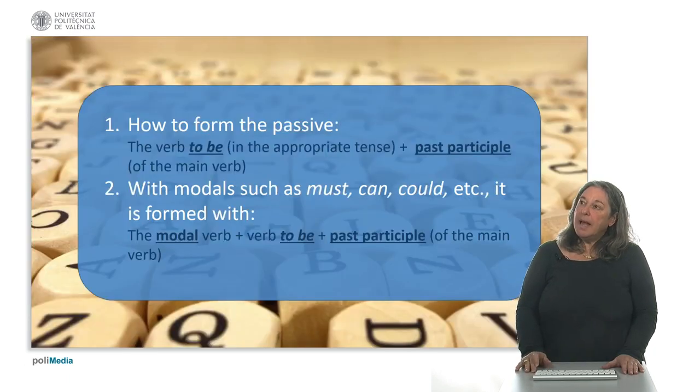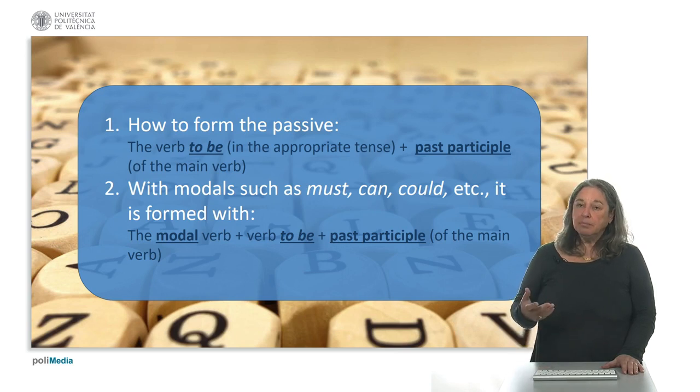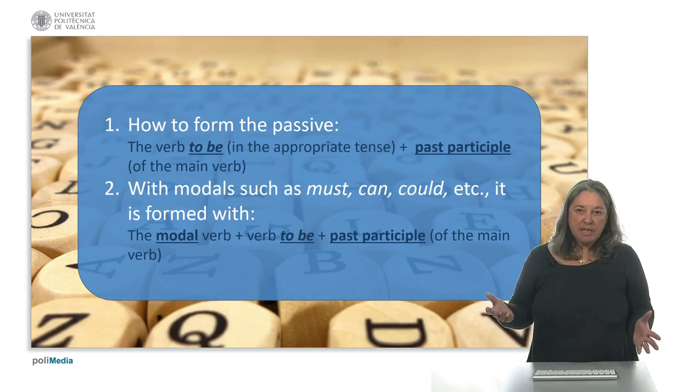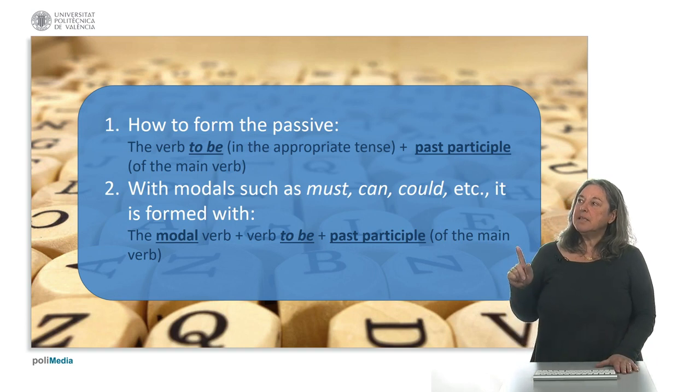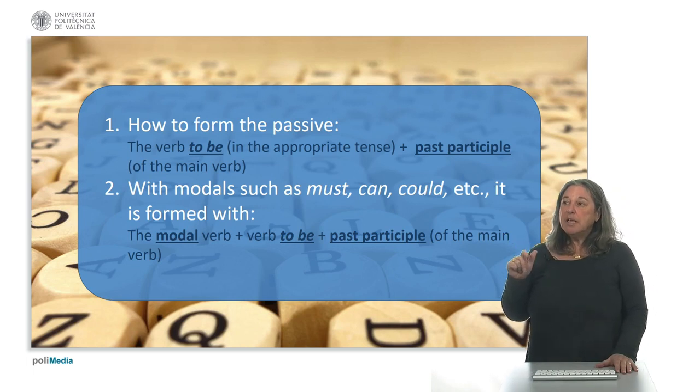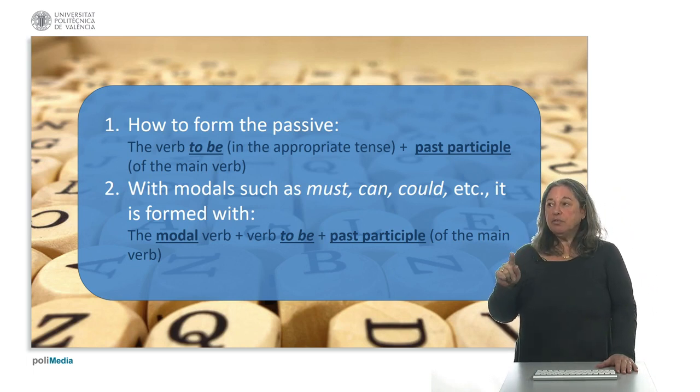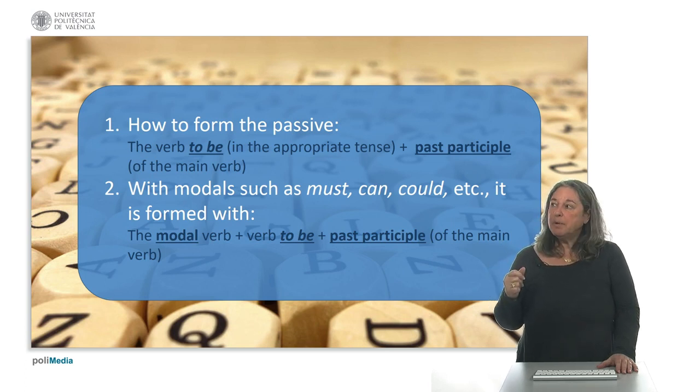Now, how do we form the passive? Well, we use the verb to be in the appropriate verb tense and the past participle of the main verb of the sentence. With modal verbs such as must, can, or could, etc., it is formed with the modal verb plus the verb to be plus the past participle of the main verb.